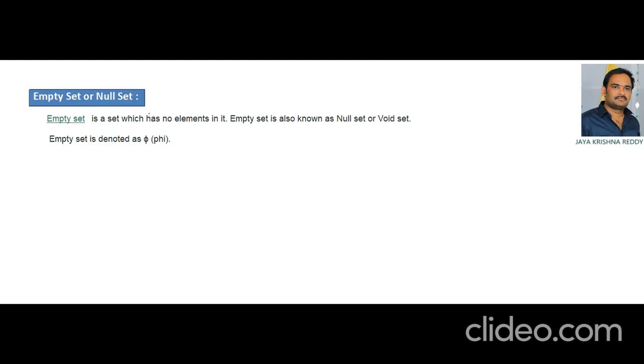Empty set or null set. An empty set is a set which has no elements in it, means the set should not have any element. Empty set is also known as null set or void set, and the empty set is denoted by phi. This is the symbol we have to use to represent the empty set.